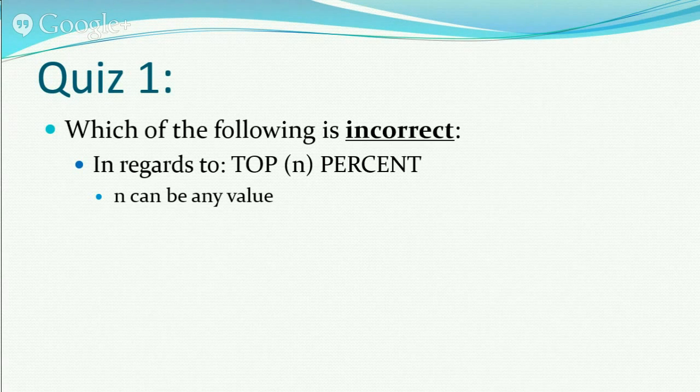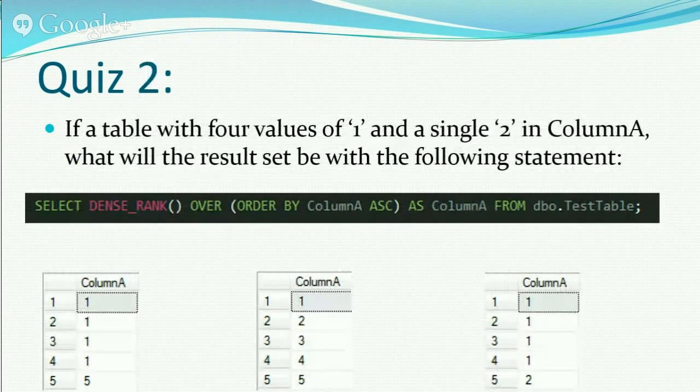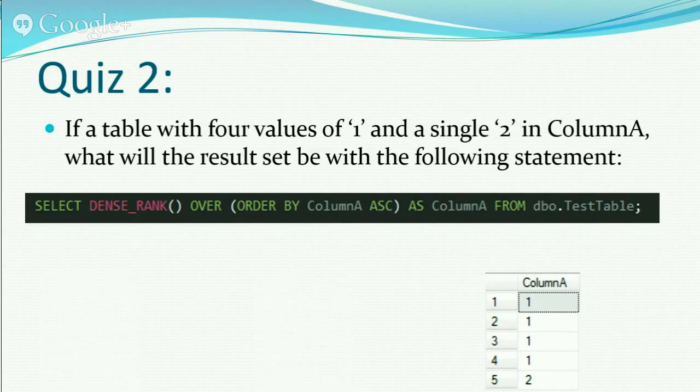What makes that one difficult is it's one of those backwards questions where it's not asking what's correct, it's what's incorrect. All right. So the next question is, if a table has 4 values of 1 and another value of 2 in column A, what will the result set be with the following statement? Select dense rank over order by column A ascending as column A from test table. Which picture will represent the result set? A result set where all the rows except for the last one is 1. A result set where the row numbers match the values. C, meaning the rightmost one. Yeah, I should have labeled those. Yep, the one on the right is correct.